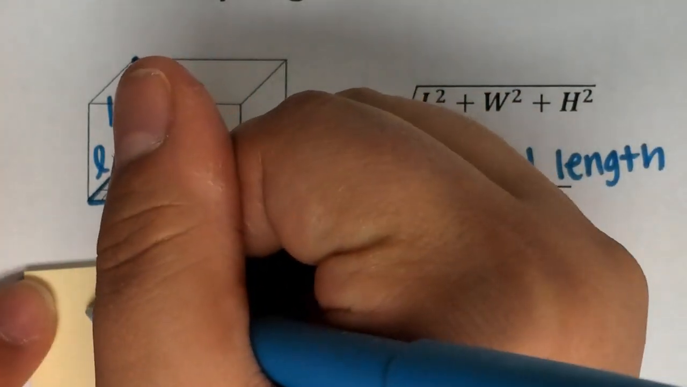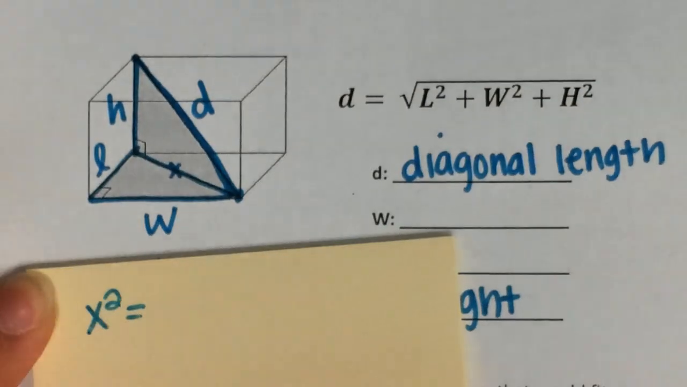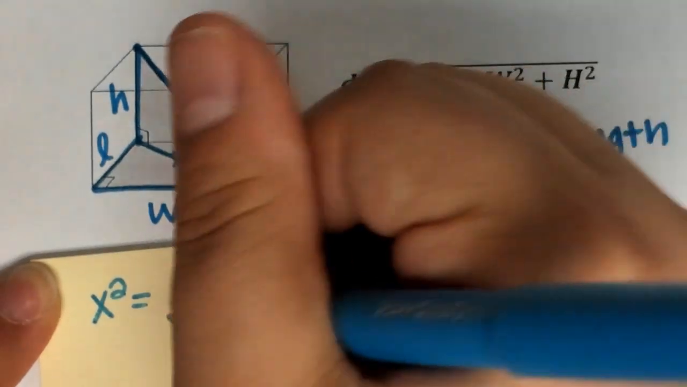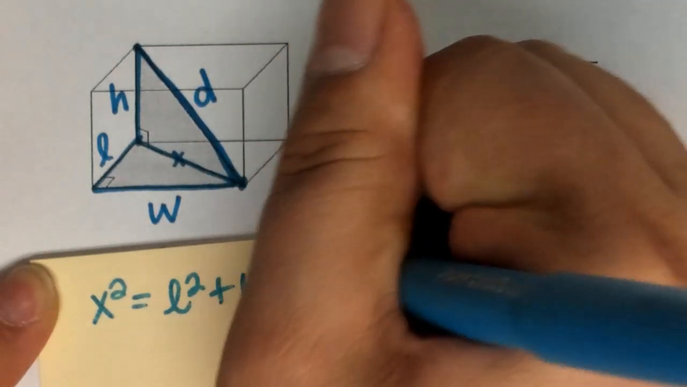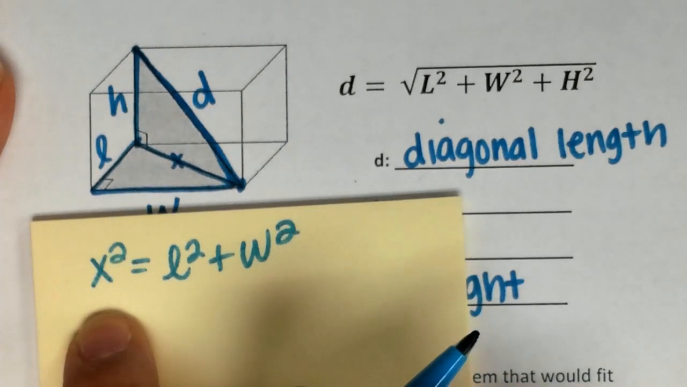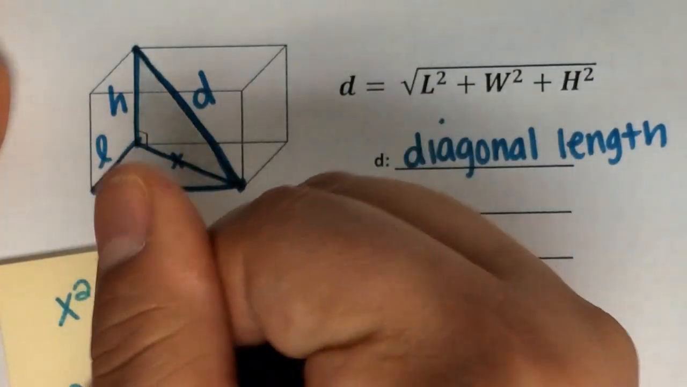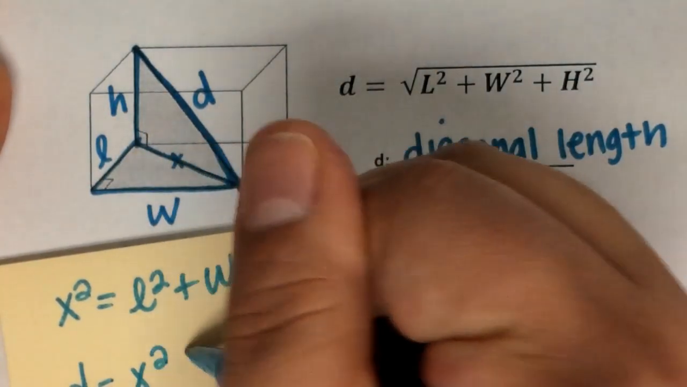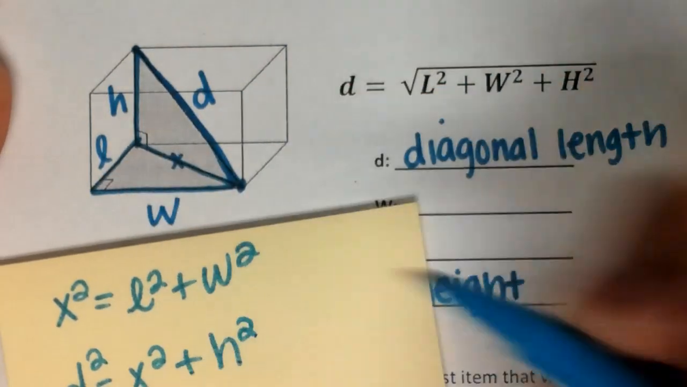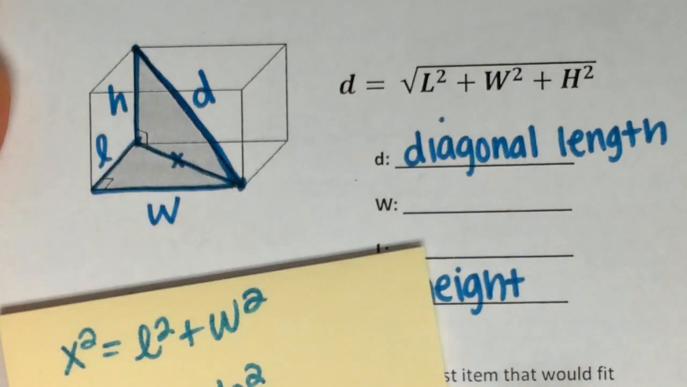So do you agree, let me just call this x right here. Do you agree I could do x squared? Don't write this down. I'm writing it down on a post-it. I could do length squared plus width squared to figure out that x. Do y'all agree with that? And do you agree that then to find D, it would be x squared plus h squared? Do y'all agree with that? And then do you think I could plug in for this x? Don't you agree I could plug in all of that?